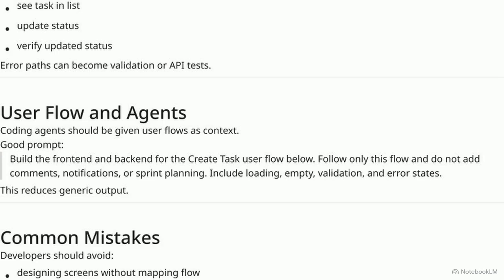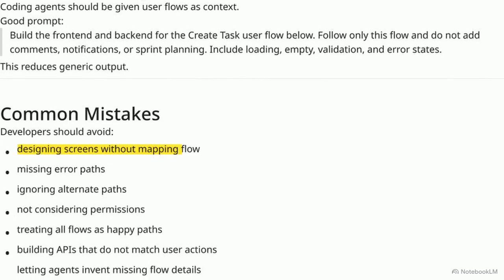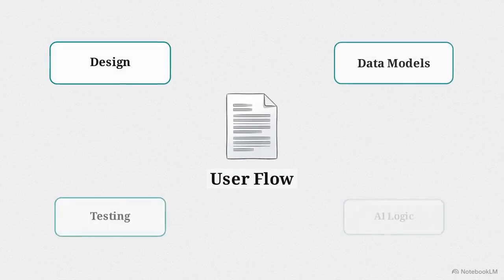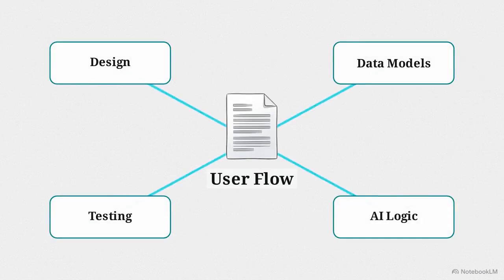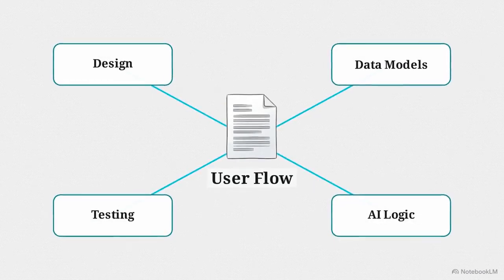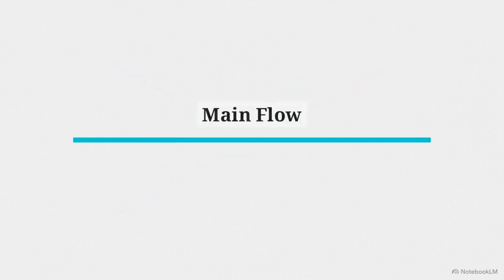Developers run into trouble when they ignore this sequence. Designing screens before mapping the logic, ignoring permission checks, or letting an AI invent unmapped error handling results in immediate technical debt. These maps serve as the source of truth that aligns design, data models, testing, and AI logic. This alignment ensures everything works as intended before a single line of code is ever deployed.